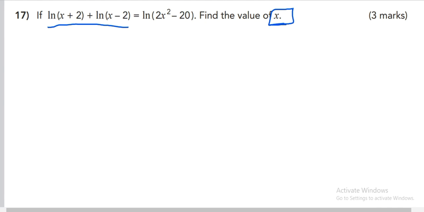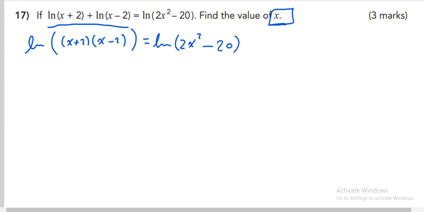Left hand side we can see that it's two parts, ln of an expression plus ln of another expression. As we said before in rules of logarithm, ln plus ln equal ln of multiply. So here left hand side we can write it as ln of x plus 2 multiply x minus 2 equal to ln 2x power 2 minus 20.